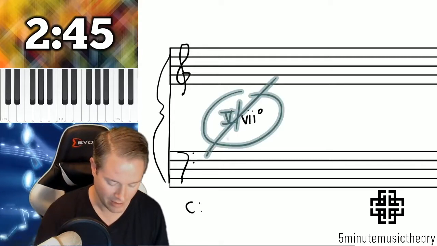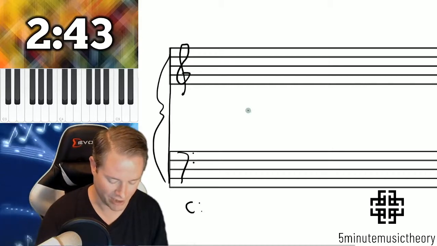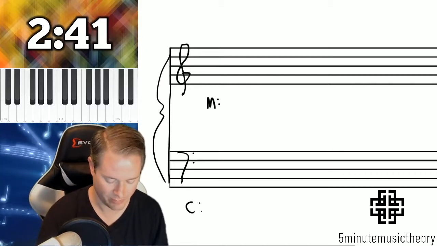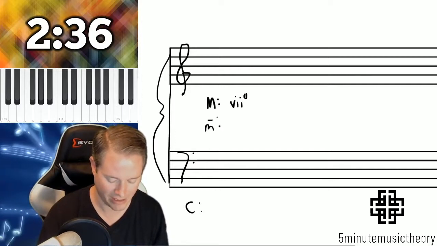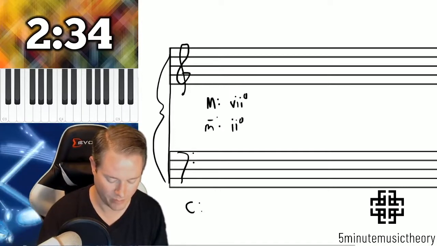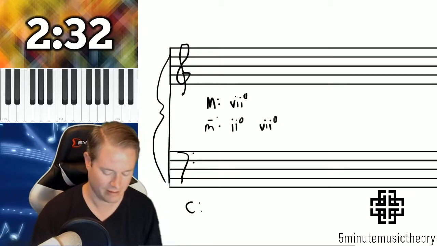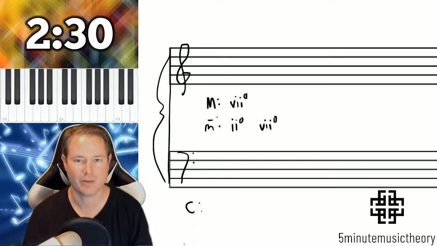So if you think about what those are in a major key, I'll put in big M for major, there's only one diminished triad, and then in a minor key, there's two of them. There's the supertonic and there's the leading tone. Neither of those can be tonicized.